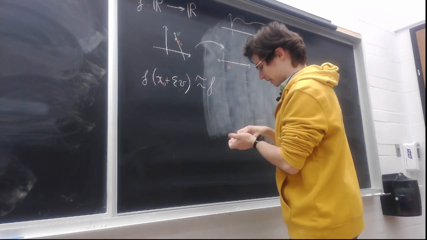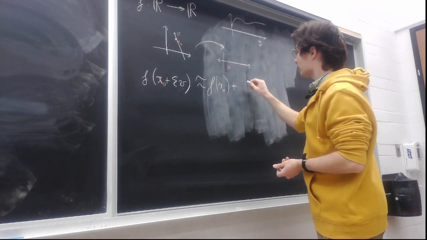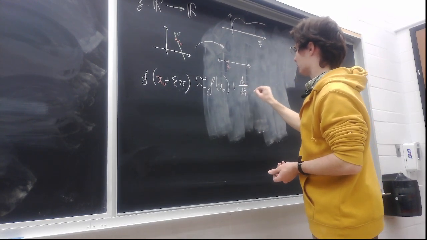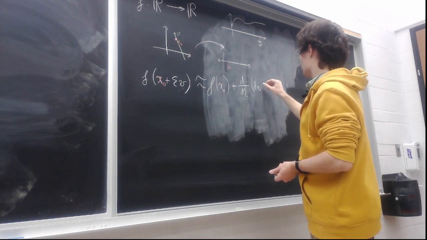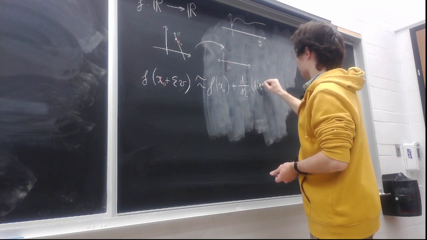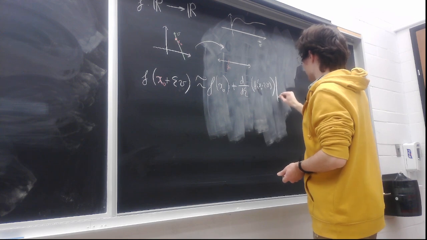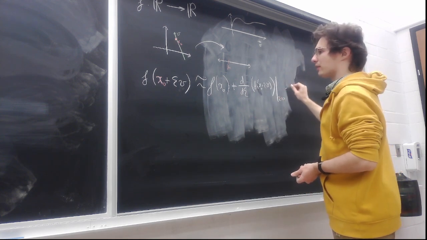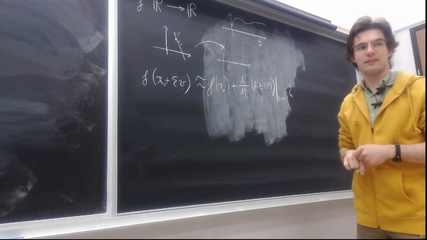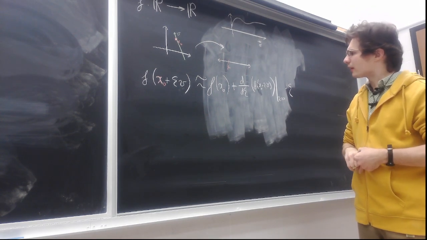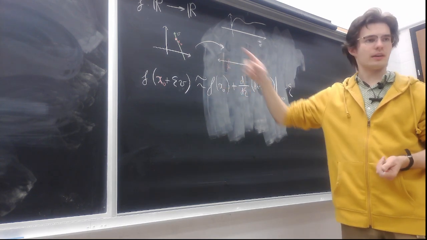Now I can do the usual thing. I can take f of x naught, plus I can take the derivative d/d epsilon of f at x naught plus epsilon v. Take this derivative at epsilon equals 0 and multiply this by epsilon. Do people see what I did here? What this represents on this diagram?